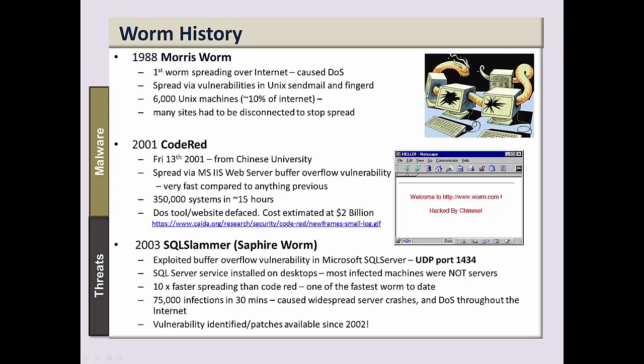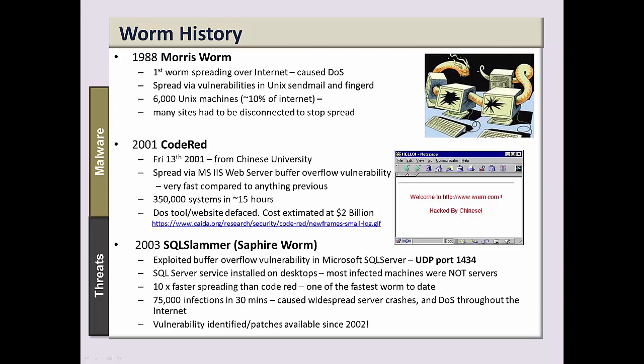And 6,000 machines doesn't seem that many, but when it's 10% of the internet at that point, it caused a fair amount of problems, and they had to disconnect many machines to stop the spread. So nothing like that had really been seen before, or dealt with, or defended against. There was no thought of having to detect these types of things.